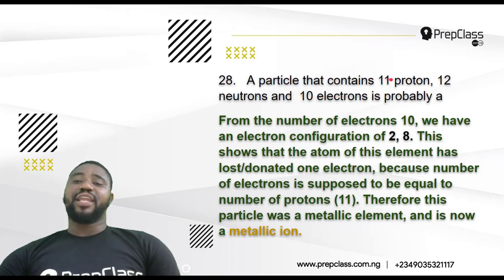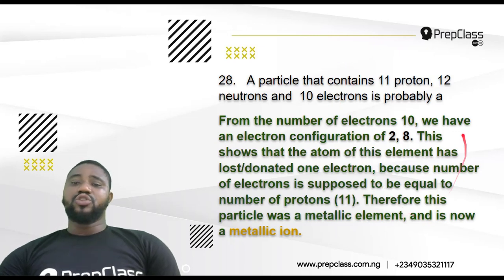So if you have 11 protons, you must have 11 electrons, so that the atom of that element should be electrically what? Neutral. 11 protons, 11 electrons. But in this case, we have 10 electrons, telling you that the atom of this element has lost or donated 1 electron, reducing it to 10. Now, for it to lose an electron, it simply means it's a metallic element. And to lose an electron, it becomes a metallic ion.